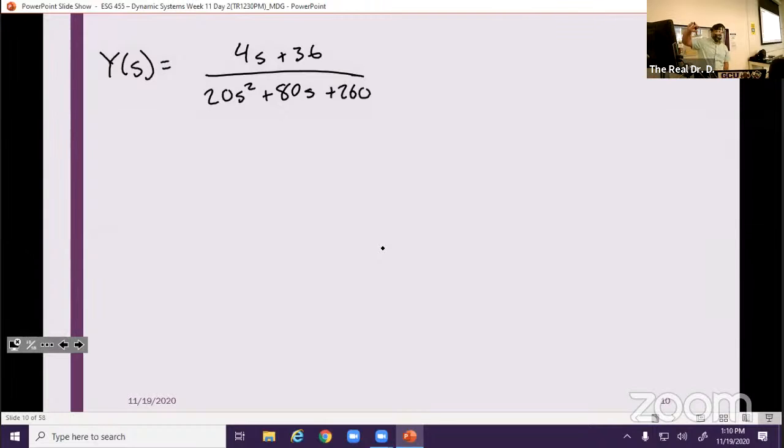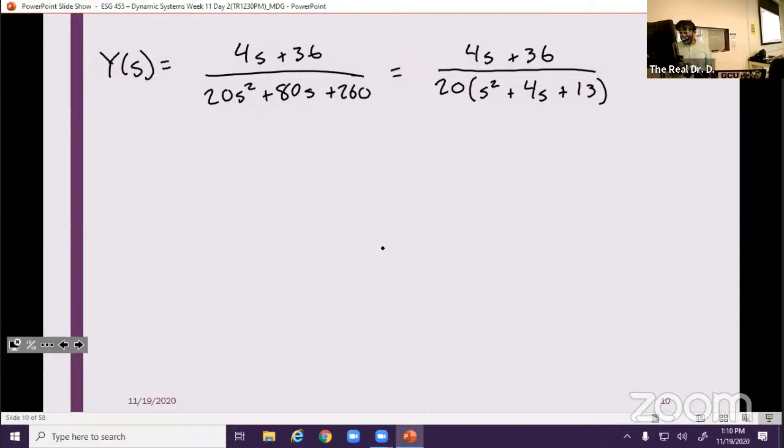So we've got something like this. I'm going to play around with this for a second, because I can take 20 out of the denominator. If I remove 20 here, I'd have s squared plus 4s plus 13. So I can do that.